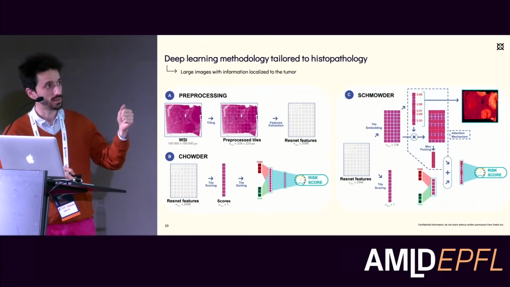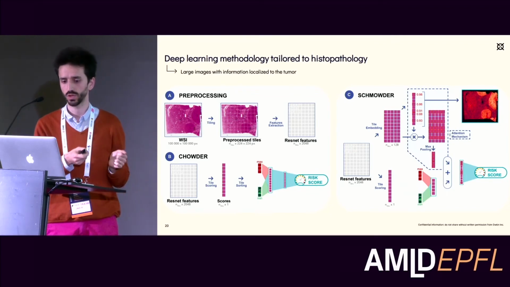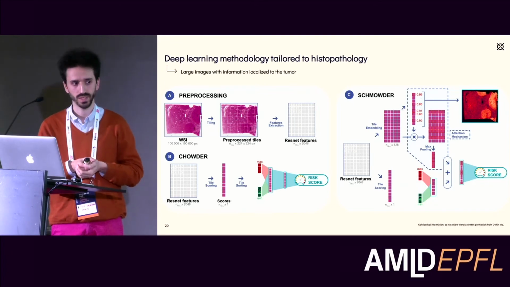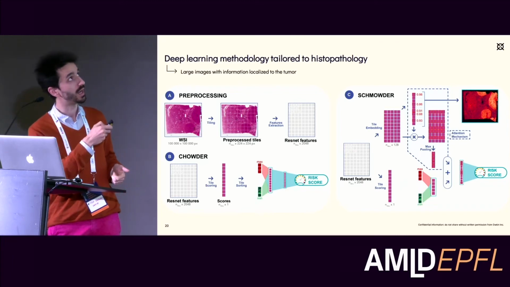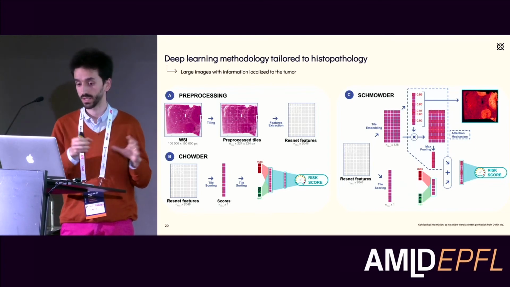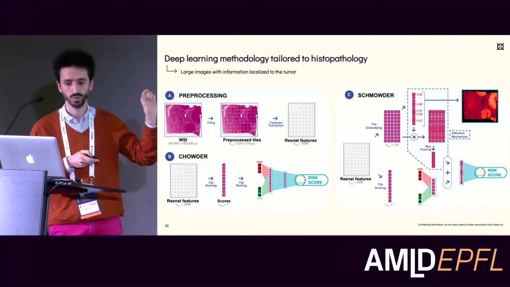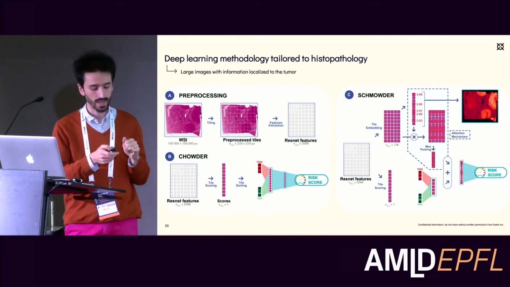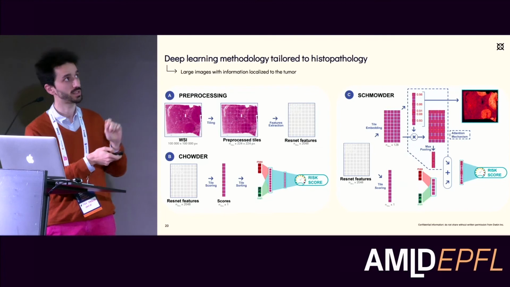So we have a deep learning methodology that's tailored to histopathology. It's a very different problem compared to a lot of things that we see in computer vision. We have very large images with information that's very local in the whole slide image. The tumor is typically a small part of the tissue on the slide, so it needs a specific deep learning methodology tailored to histopathology.